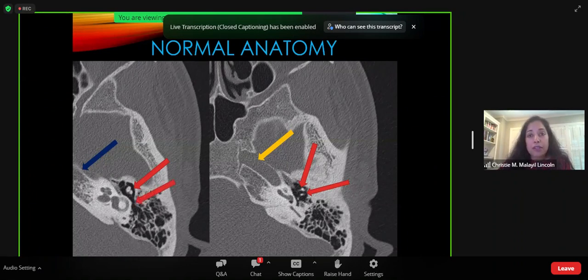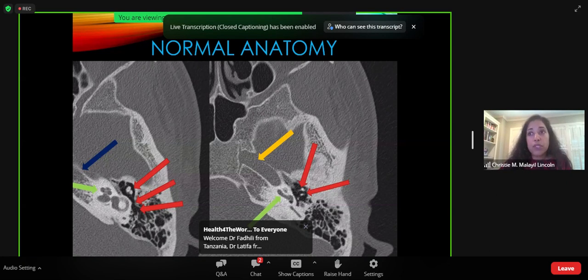And then the image on the left, the second red arrow shows the aditus ad antrum, which is an opening from the epitympanum to the mastoid cavity, which is that third red arrow on the image on the left. And then the green arrow is pointing to the otic capsule and specifically to the cochlea located within the otic capsule. And then on the image on the right, the green arrow is pointing to the basal turn of the cochlea. So there are 3 turns to the cochlea that you need to be aware of. It's the basal turn, the middle turn, and the apical turn. So it's really important to know anatomically.